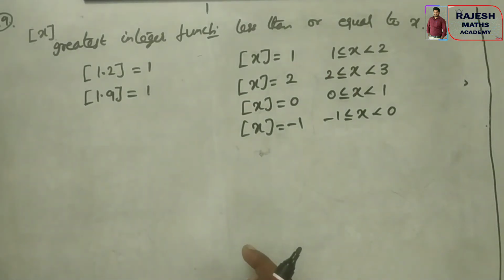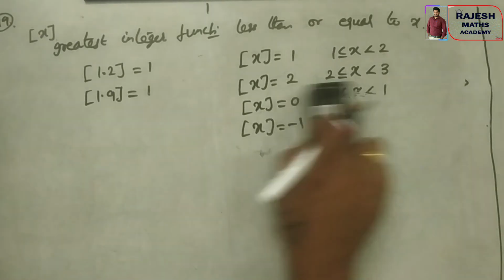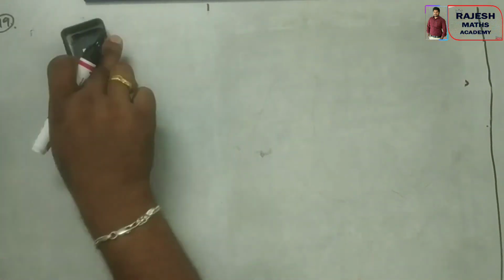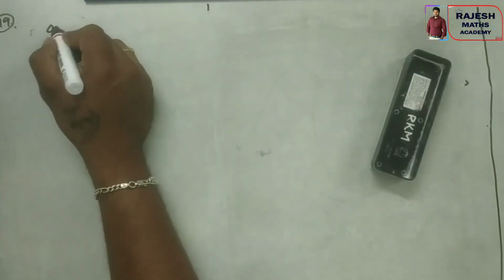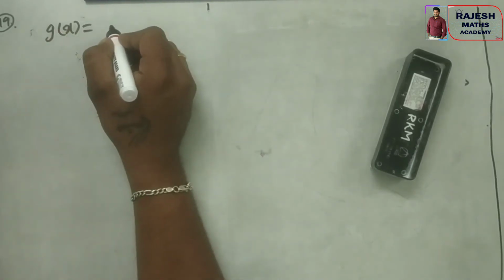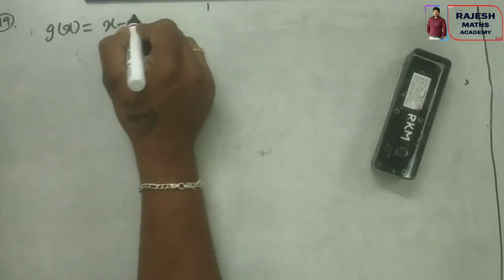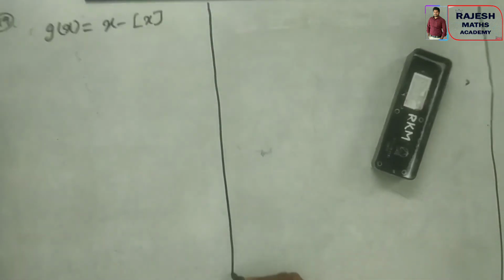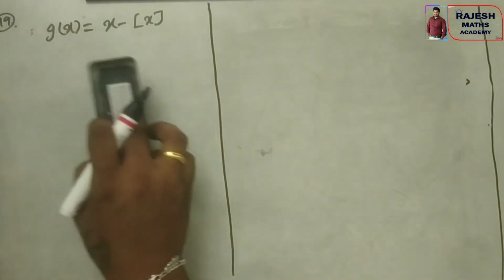Now we will come to problem number 19. What is given in problem number 19? The function g of x is equal to x minus the greatest integer of x. So g of x equals x minus the greatest integer of x. We need to show that this function is discontinuous at all integral points, that is, integer points.